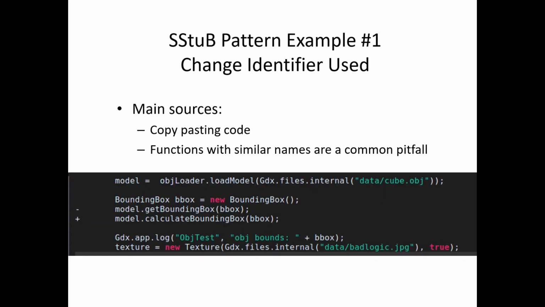Let me walk you through some examples. The first one is using the wrong identifier. This can happen by copy-pasting code. You have similar variables and you mix them, or you have two or three functions with similar names that do similar things, but they're a bit different. For example, instead of calculate bounding box, we called get bounding box, which doesn't recalculate the bounding box. It just gives us a value back.